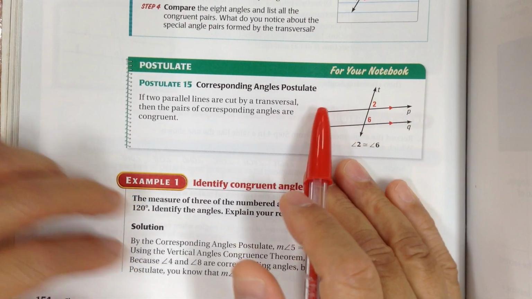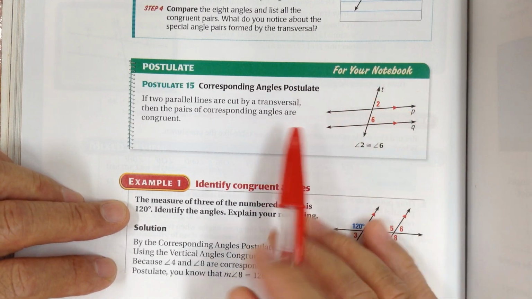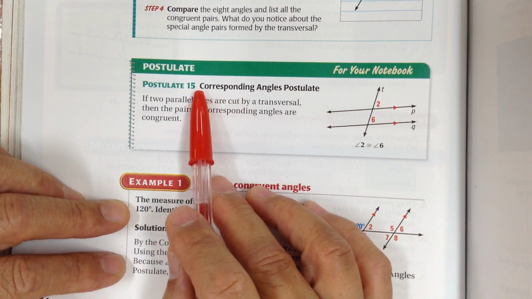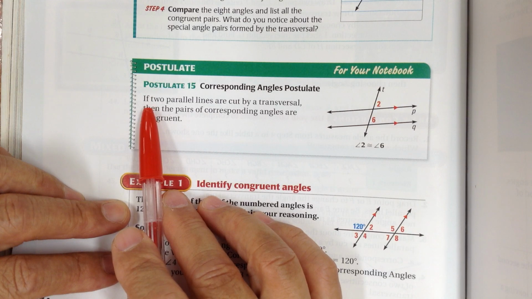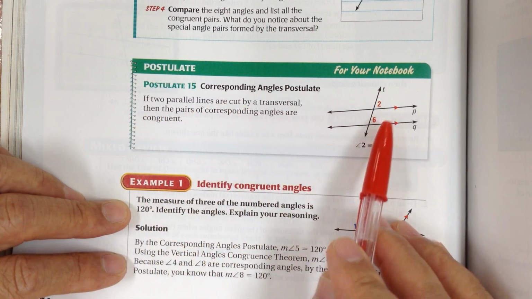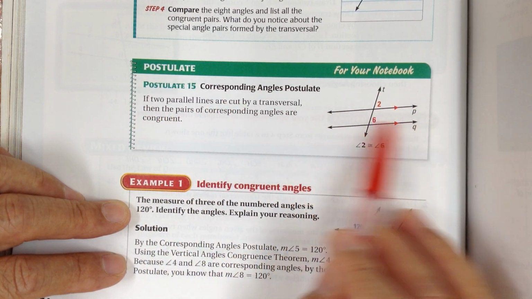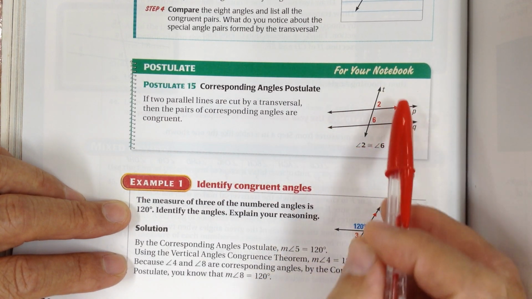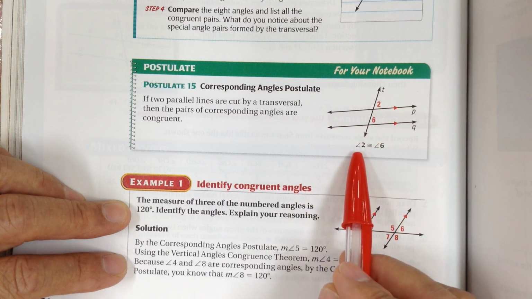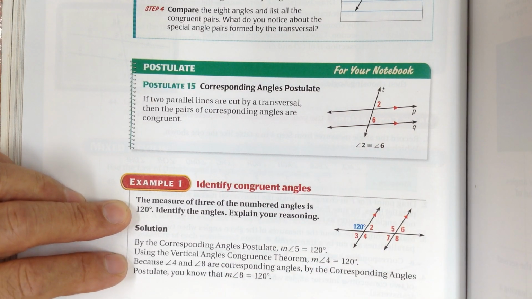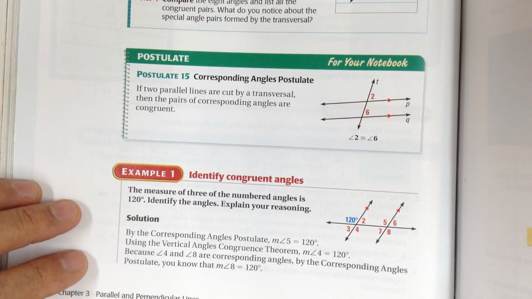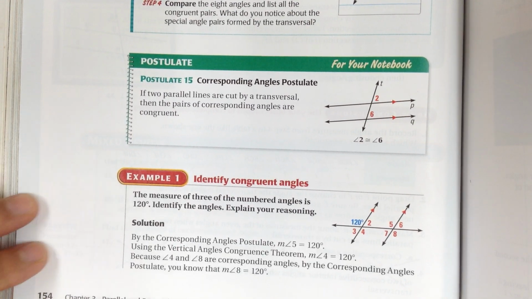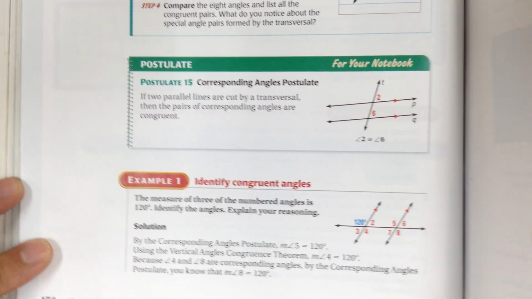Okay, postulate. Again, make sure you have this in your notebook. Corresponding angles postulate. It says if two parallel lines are cut by a transversal, you can see that. This is only when you have parallel lines. So when you have two parallel lines cut by a transversal, the corresponding angles are congruent. So angle 2 is congruent to angle 6.